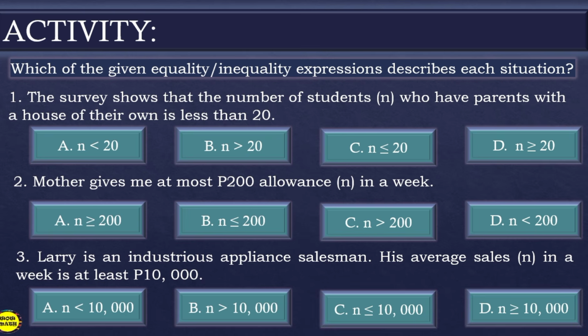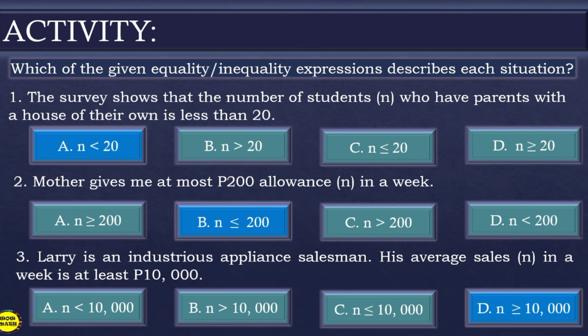Okay, for number 1, ano yung sagot natin dyan? So, since yung word na less than, so letter A yung sagot. Okay? Number 2, at most 200 pesos. So, kapag at most, ano yung ginagamit nating symbol pag at most? Less than or equal. So, letter B. Number 3, at least 10,000 pesos. So, ano yung ginagamit nating symbol kapag at least? That is greater than or equal.